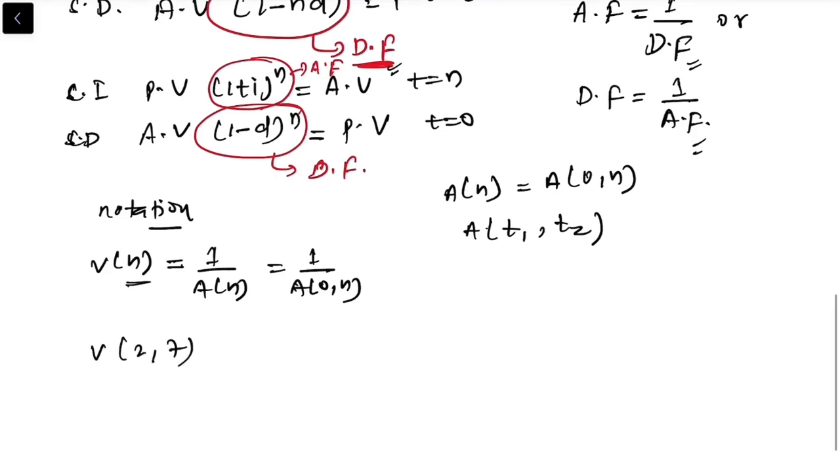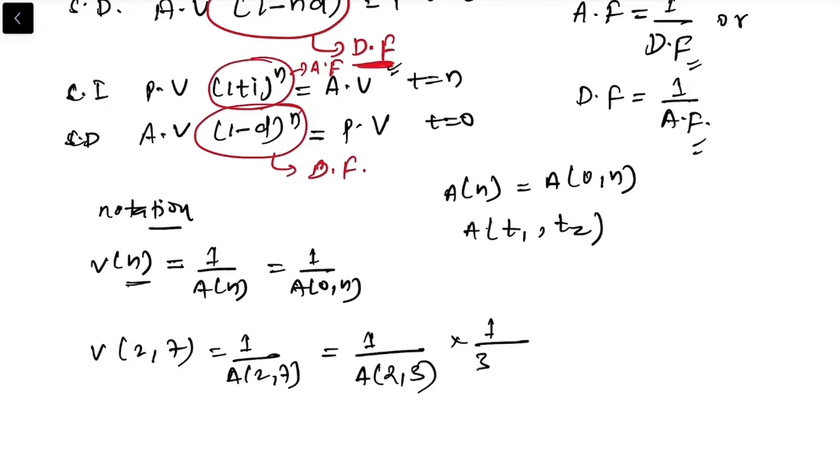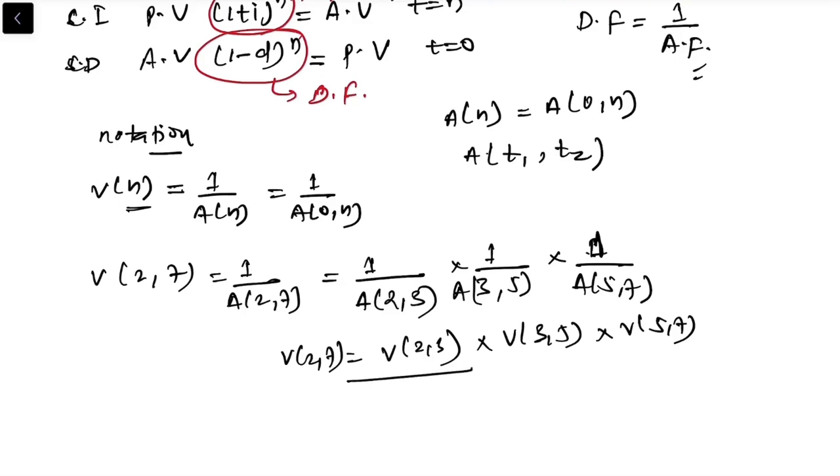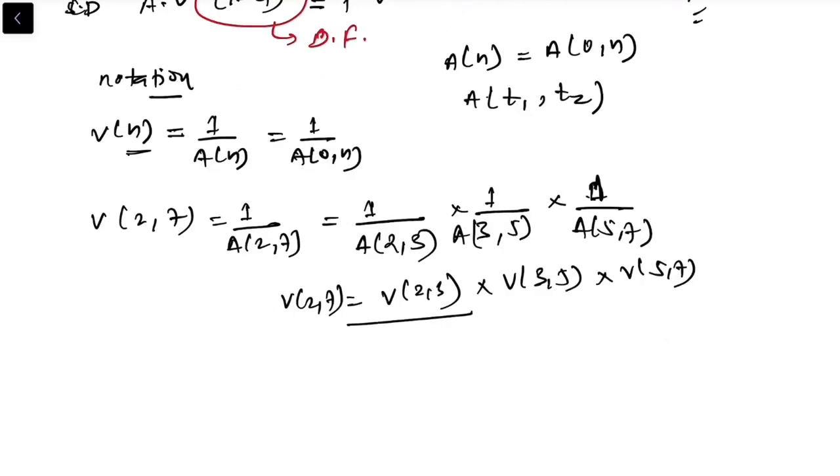So if discounting factor is from 2 to 7, then I can write this as 1 over a from 2 to 7, or I can break this as a from 2 to 3 times a from 3 to 5 times a from 5 to 7. And then this is nothing but v_23 times v_35 times v_57, right? So principle of consistency can be applied in discounting factor as well. All right, so this is all about the discount rate and discounting factor.